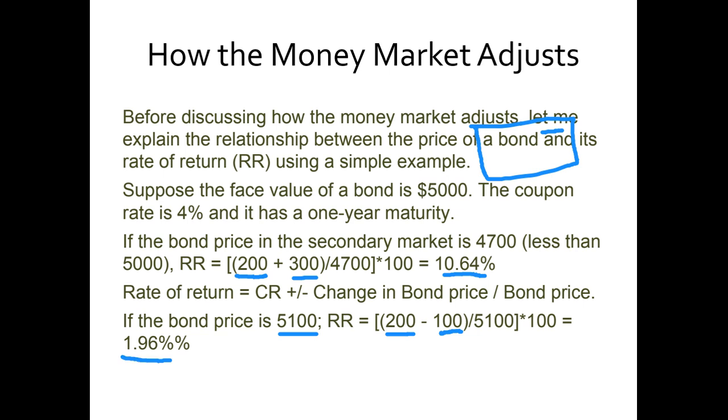1.96%. Notice when the price of the bond increases from 4,700 to 5,100, the return on the investment is decreasing. So remember, the relationship between the price of a bond and the rate of return is negative, they are inversely related. Whenever the price of a bond increases, the rate of return or rate of interest will decrease. Remember this relationship, negative relationship.